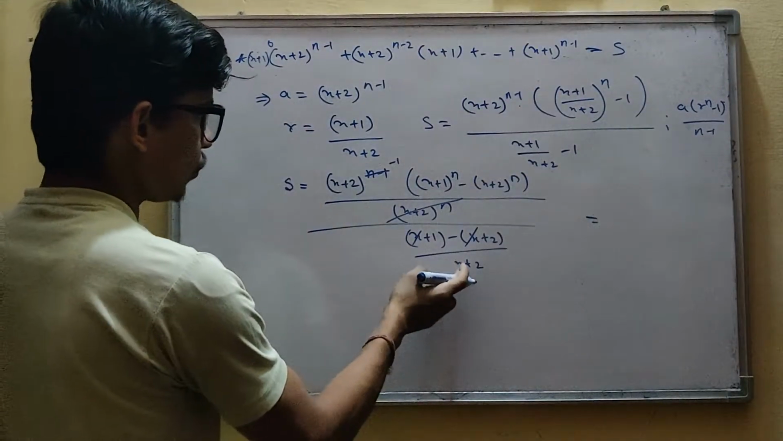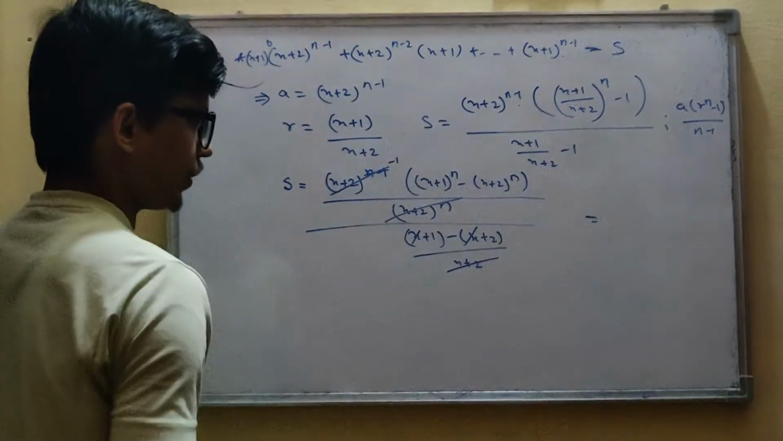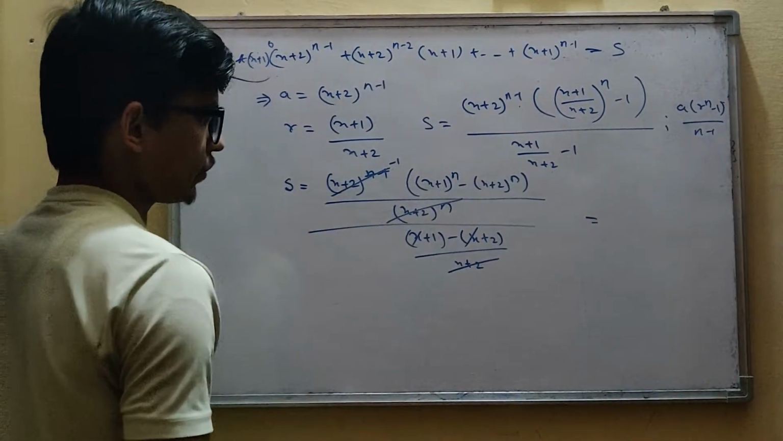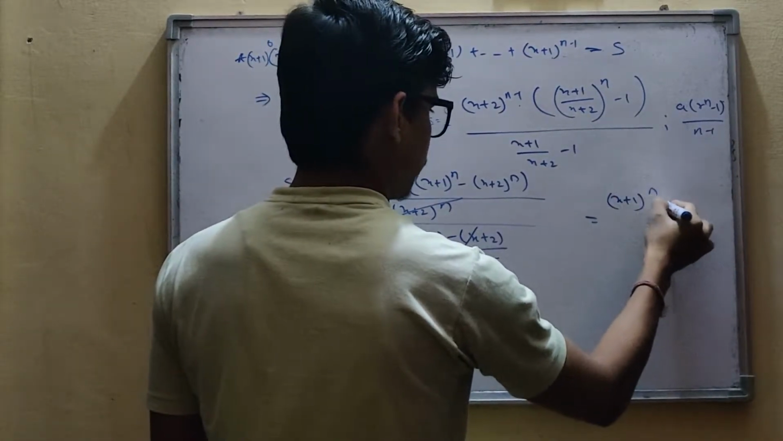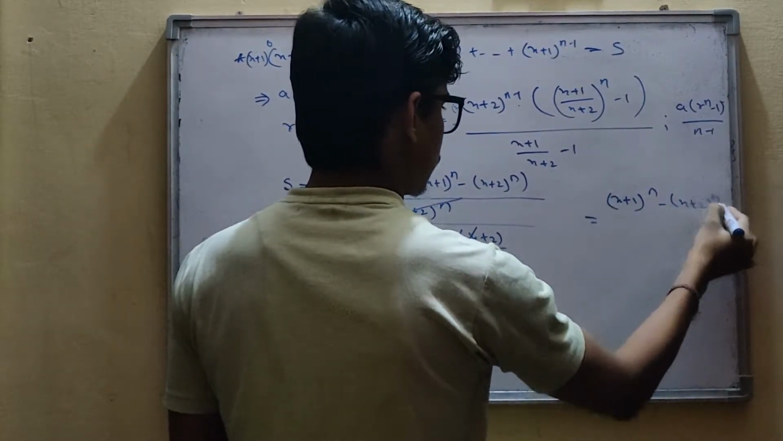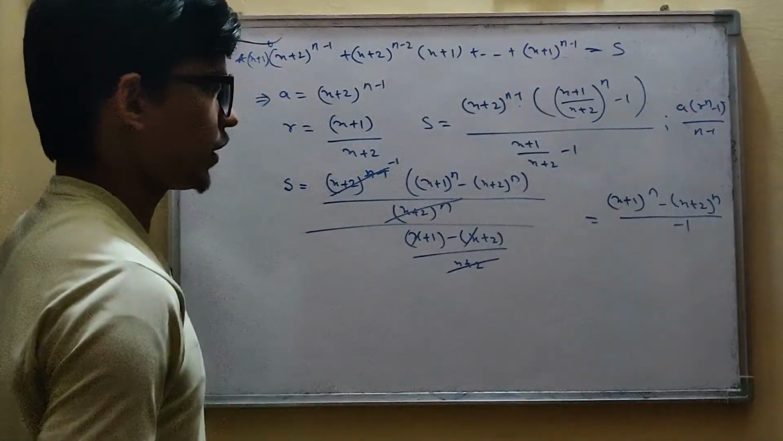Alright, so this (x+2) will cancel out with this because it is minus 1. You will simplify and you will get that this is how it is. So (x+1)^n minus (x+2)^n upon minus 1. 1 minus 2 is minus 1. So this is what we get, right?